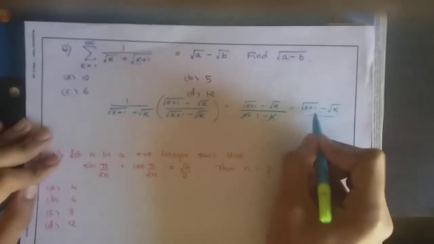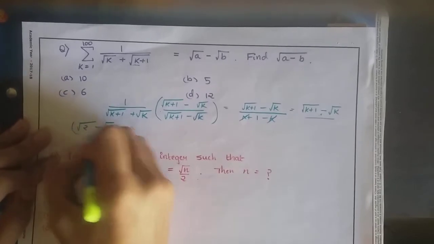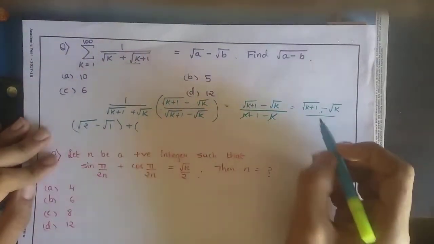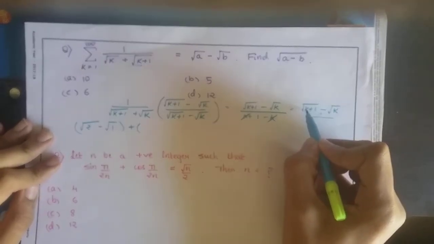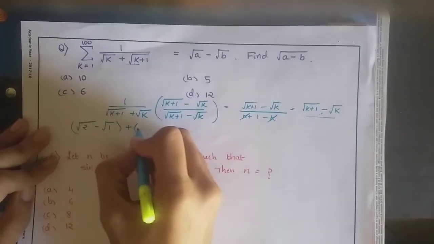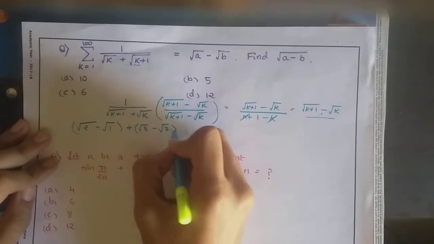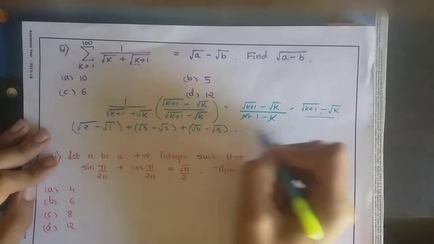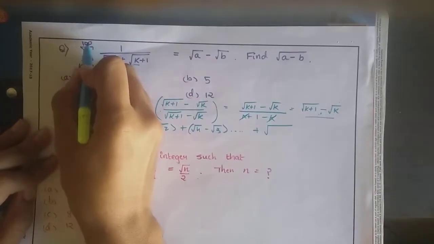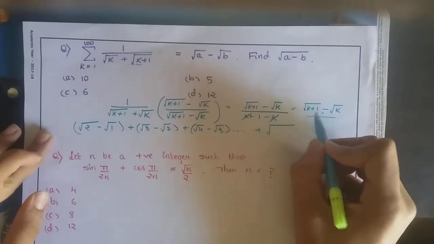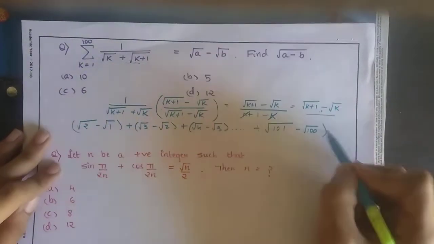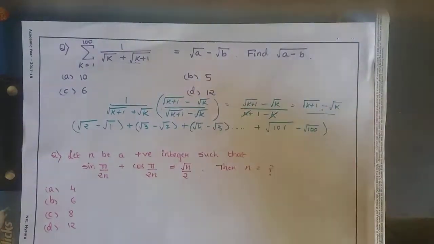If I substitute 1 into this, I will be getting root 1 plus 1, that is root 2, minus root 1, right? Since it is summation, I will take a positive plus sign. And the next term, if I substitute 2 here, 2 plus 1 is 3, and that will be root 3 minus root 2. The next term will be root 4 minus root 3 and so on, right? And the last term, since it is till 100, if I take 100 here, will be root 101 minus root 100. Don't go writing root 100 as 10, that's not required.